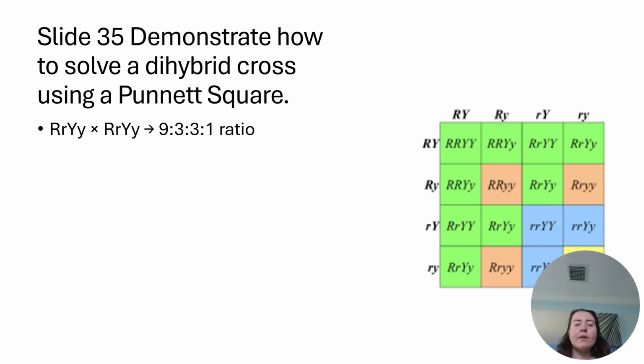35. Demonstrate how to solve a dihybrid cross using a Punnett square. Big R little r, big Y little y times big R little r, big Y little y equals 9:3:3:1 ratio. So those are all the combinations.